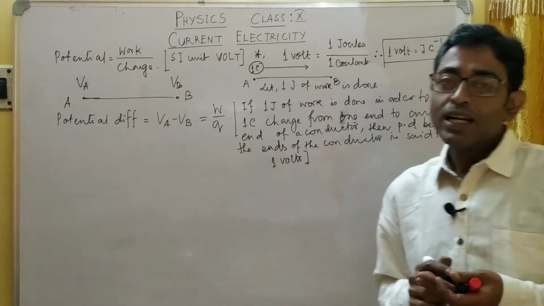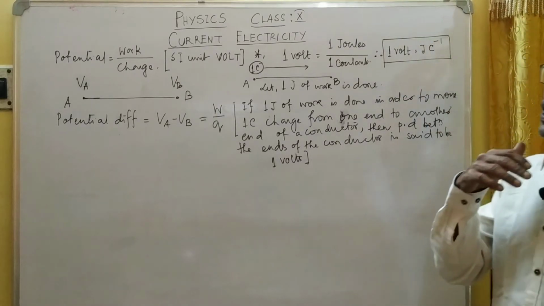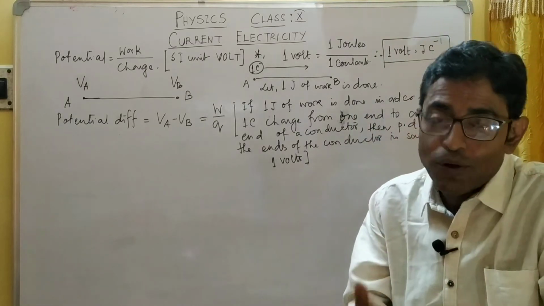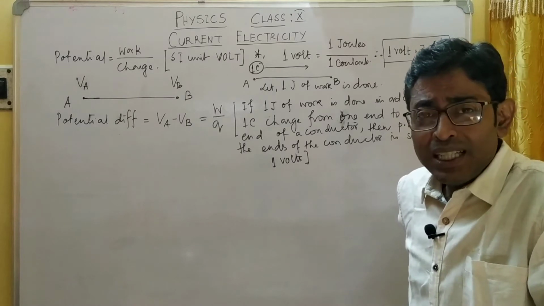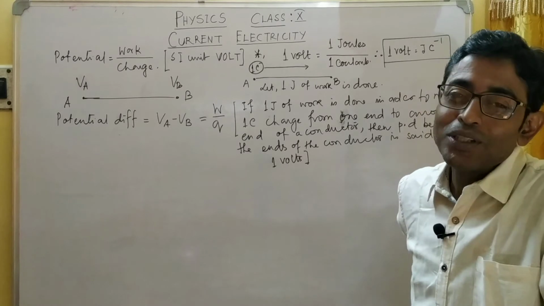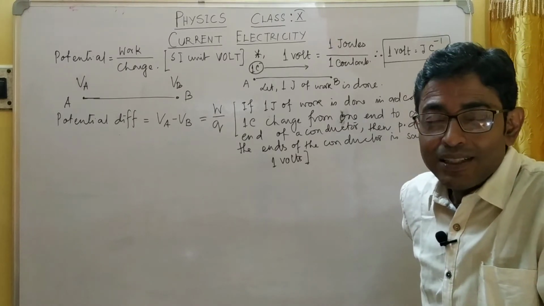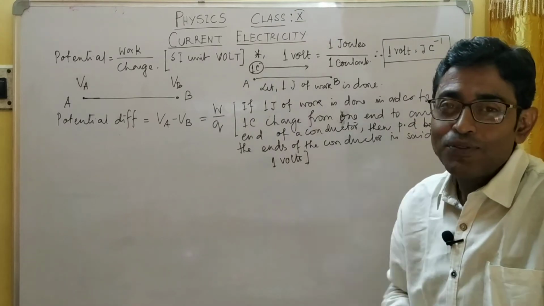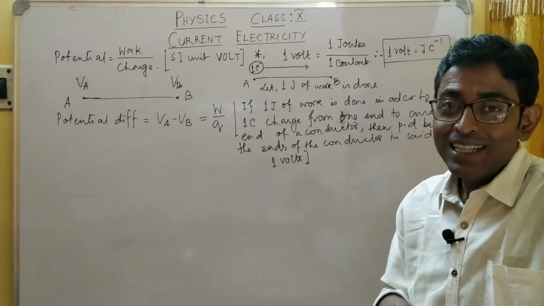So potential we have learned. Potential is the amount of work which has to be done in order to move a unit charge from one end to another end of a conductor. And potential is the cause for the flow of electrons. Now what is the effect? When electrons flow through the conductor, we say current is flowing. So potential is the cause and the effect is current.